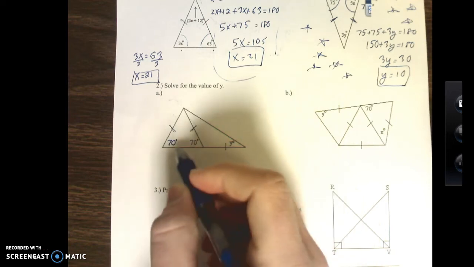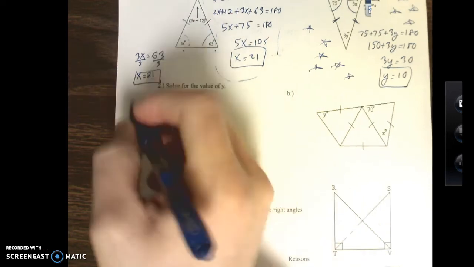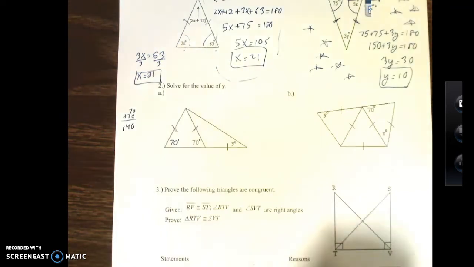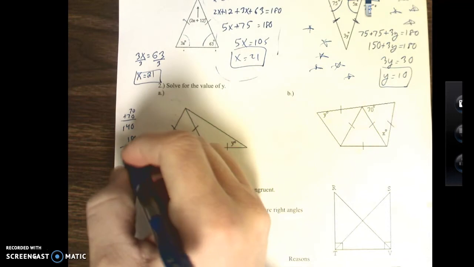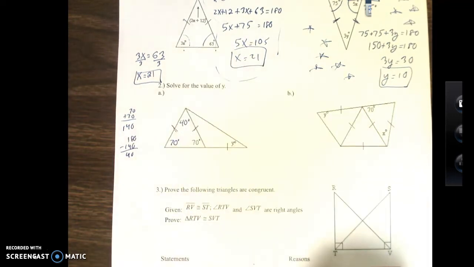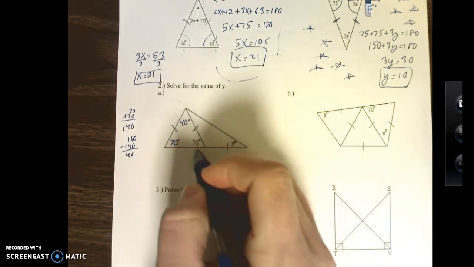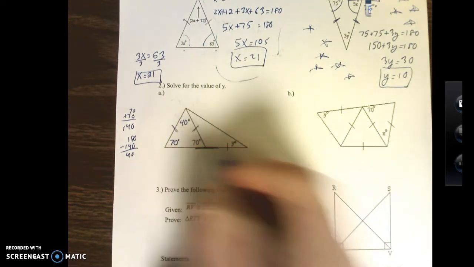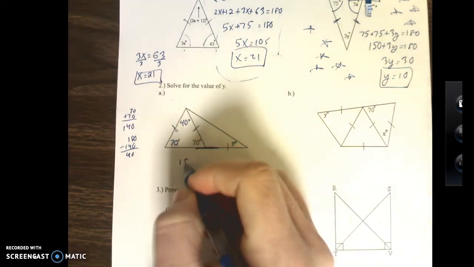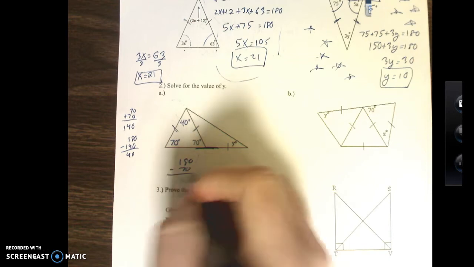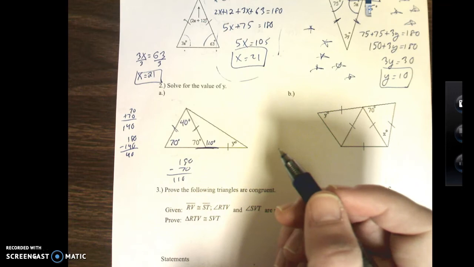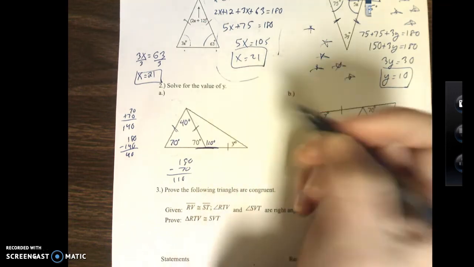If I know two angles of a triangle, I can find the third. 70 plus 70, 140. I can do 180 minus 140, and I'll get 40 degrees up top here. Sweet, okay? Now, beside it, all right, hopefully you guys still remember this, a straight line always equals 180. So I can actually do 180 minus 70 and get 110. Cool.